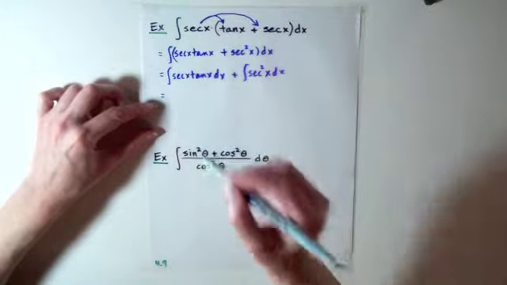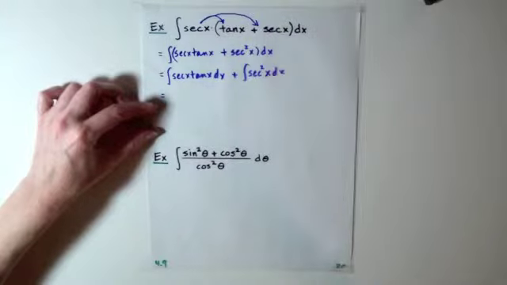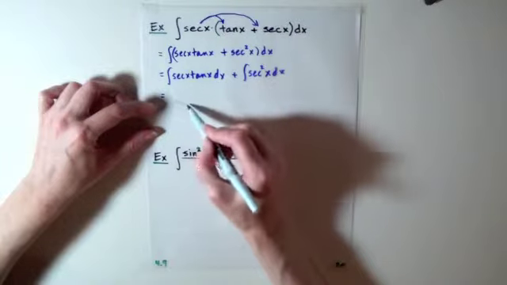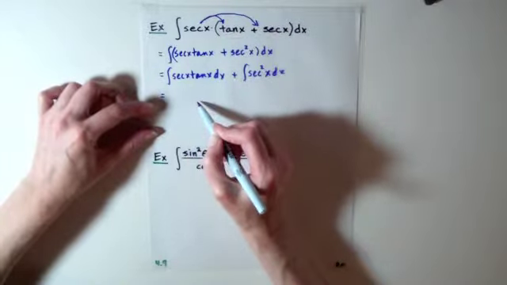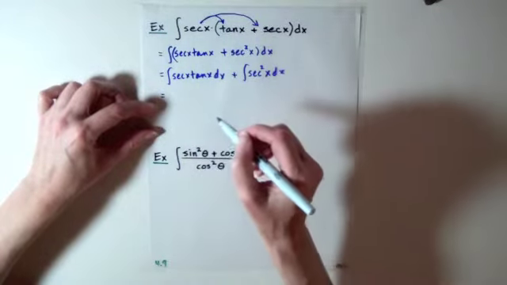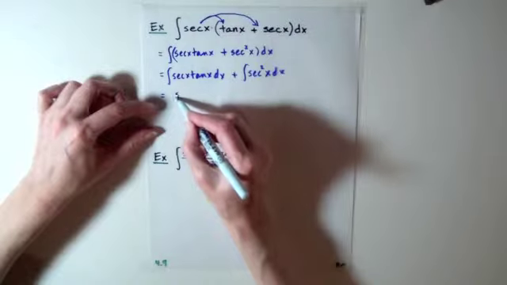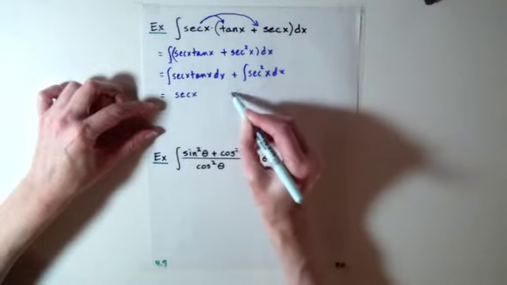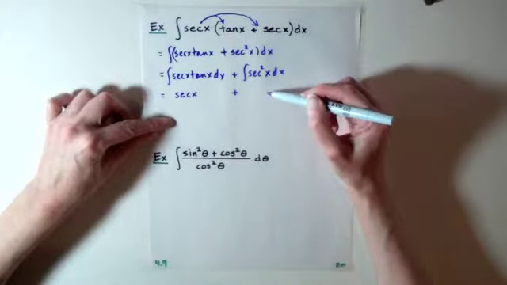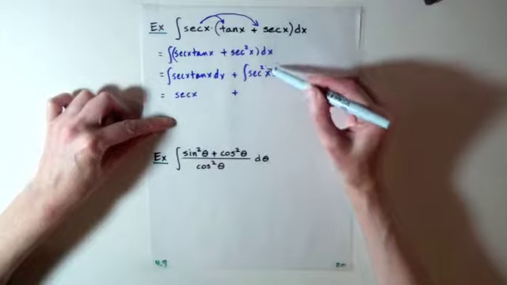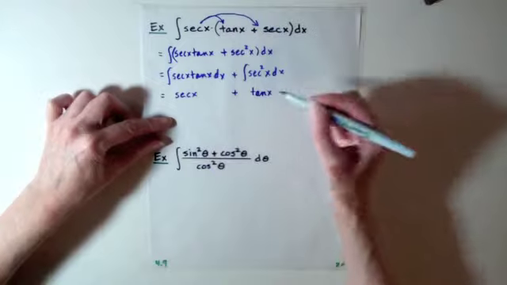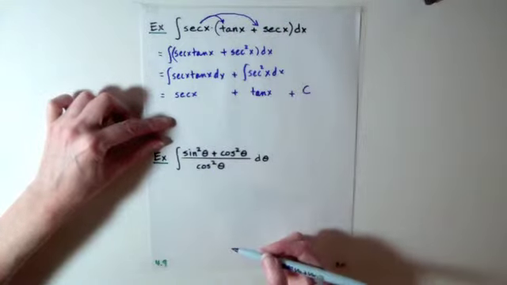And hopefully those are starting to look familiar to you because you're getting used to thinking backwards. Secant x tangent x, we want to think, what function do I need here so that if I differentiated it, I would end up with secant x tangent x? And the function whose derivative is secant x tangent x is secant x. And for this one, I'm thinking backwards, what do I have to start with that when I differentiate it, I would get secant squared x? The function I need to begin with is tangent x. And then I just add on a single integration constant.